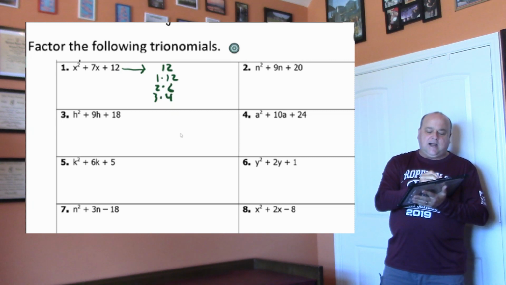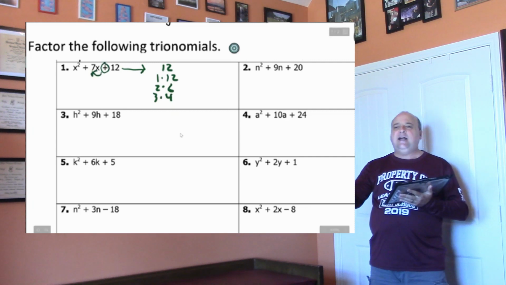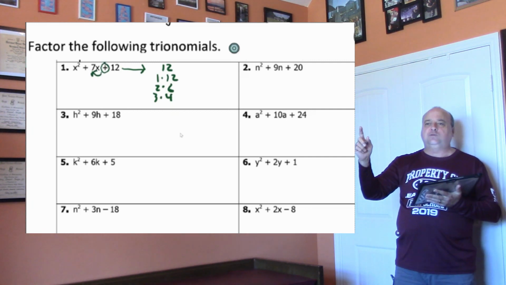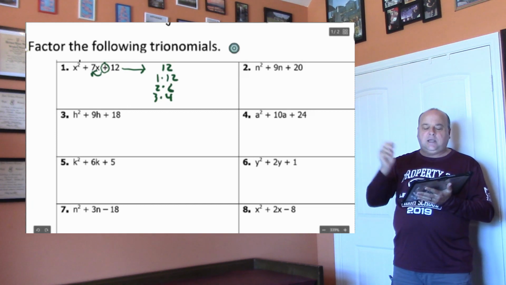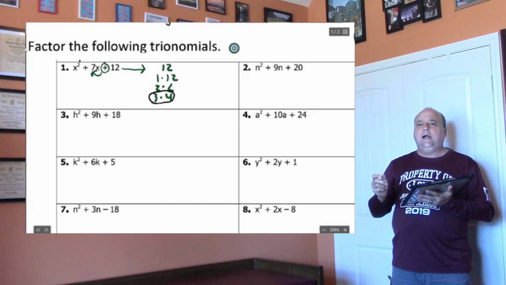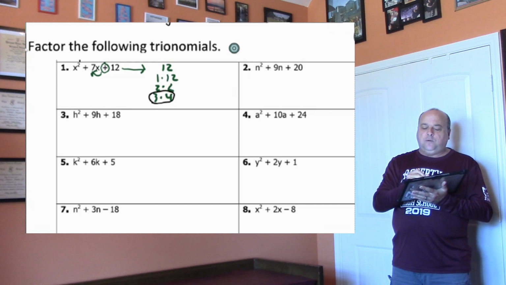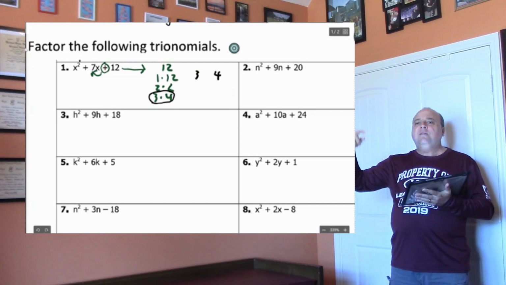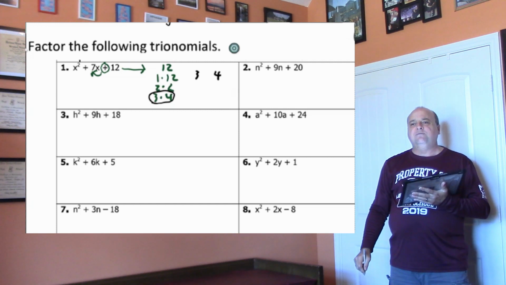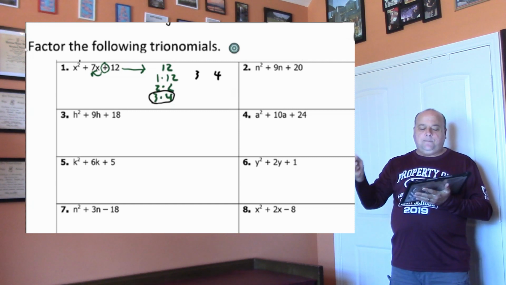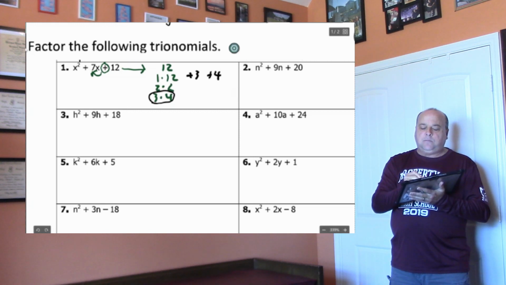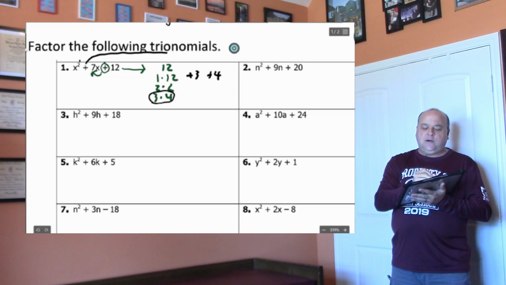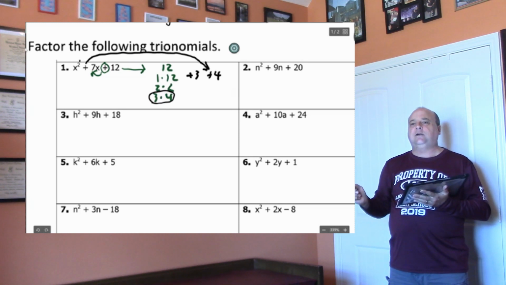Now then, look at the last term. I want to add and get 7. The last term tells you if you're going to add or subtract. So look at all of the factors. Which factors add up and give you 7? It's 3 and 4, right? Now then, go to the right and put 3 and 4. Then put signs in front of the 3 and 4. What signs do I put in front of the 3 and 4 to get a plus 7? I need a plus 3 and a plus 4, don't I? This sign will always go to the biggest factor.